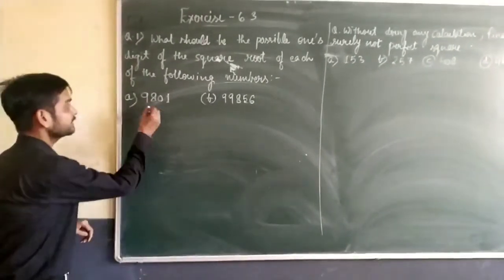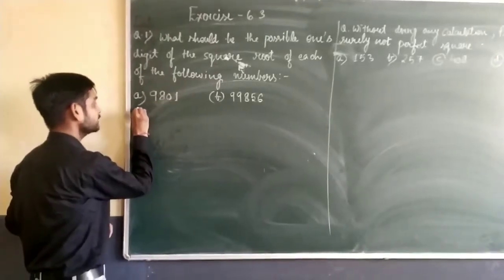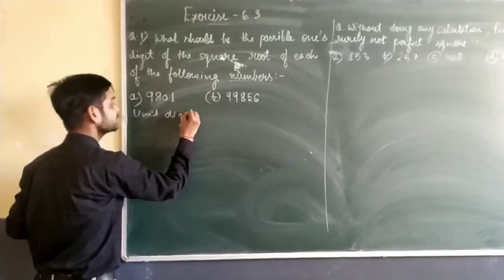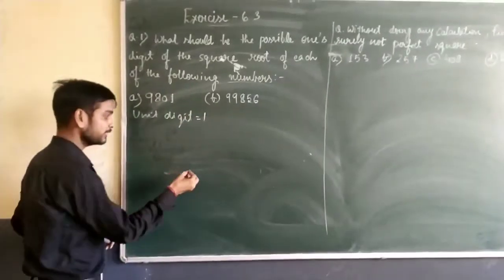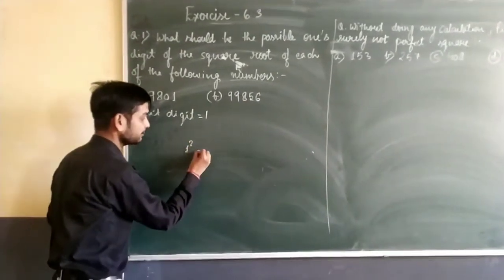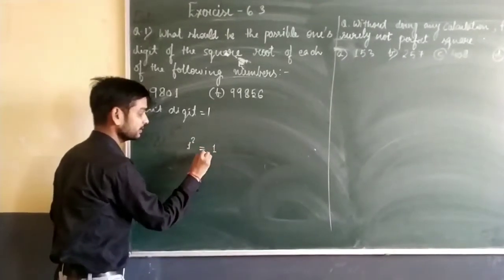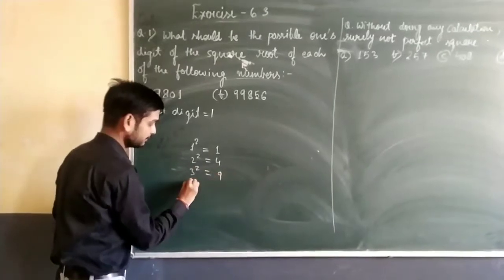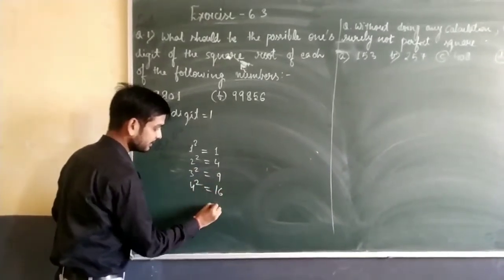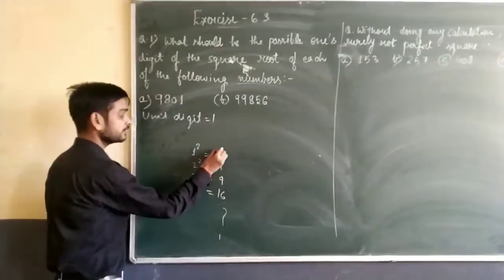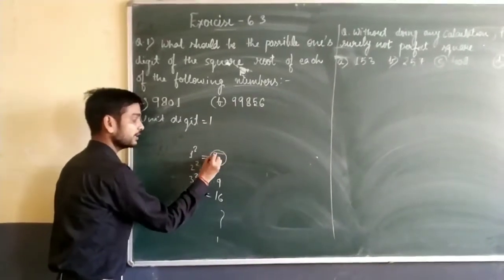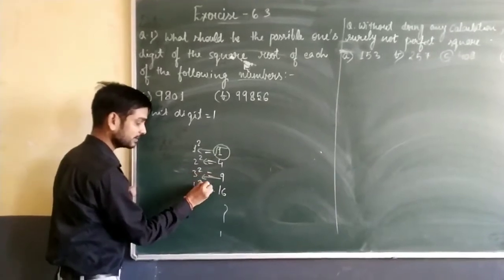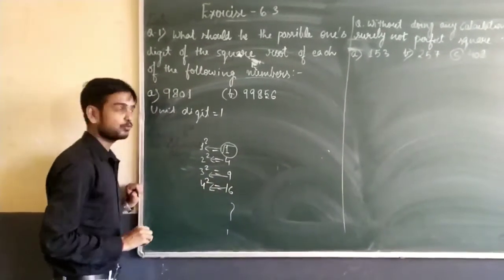The number is 9801. Students, you can see the unit digit here. The unit digit is 1, and students, I explained in your previous section that 1 square means 1, 2 square means 4, 3 square means 9, 4 square means 16, and so on. So you can see here the square root of 1 is 1, of 4 is 2, of 9 is 3, of 16 is 4.